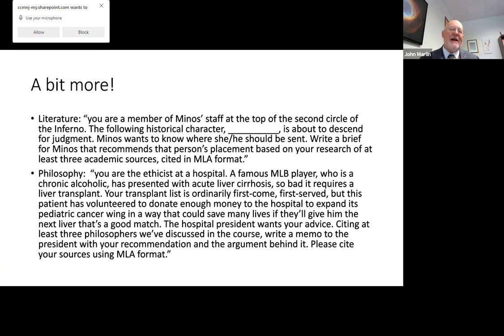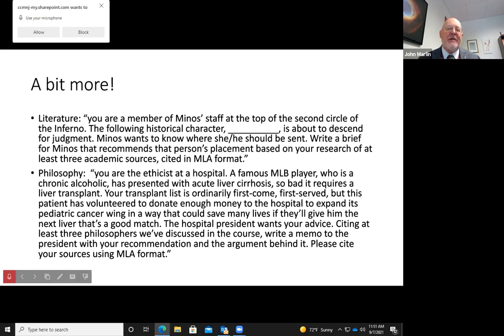All right, so here's one that I did. It was kind of fun. It was in a first-year writing class where we read Inferno. So the assignment was, you're a member of Minos's staff at the top of the second circle of the Inferno. A particular historical character, and I gave them a list of potential people, most of whom they'd never heard of, is about to descend for judgment. Minos wants to know where she or he should be sent. Write a brief for Minos that recommends that person's placement based on your research of at least 3 academic sources, cited in MLA format. So I got to let students send people to hell. Some of them wanted to send their 4th grade teachers, I know, but that wasn't allowable.